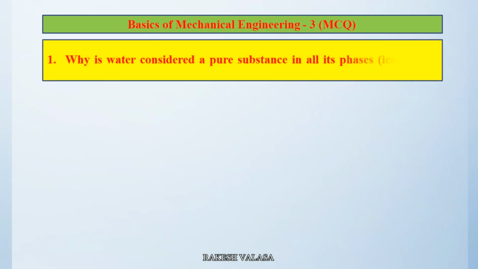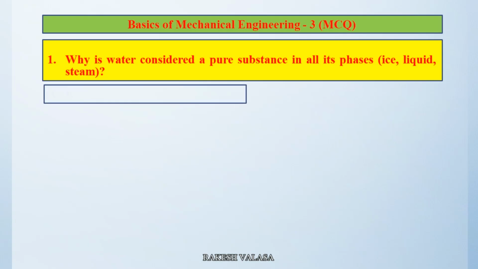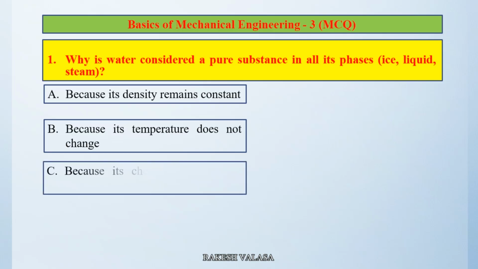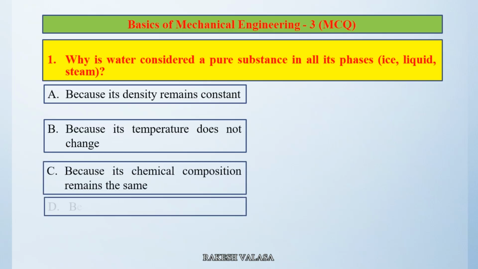Why is water considered a pure substance in all its phases? Ice, liquid, steam. Option A, because its density remains constant. Option B, because its temperature does not change. Option C, because its chemical composition remains the same. Option D, because it contains multiple phases.